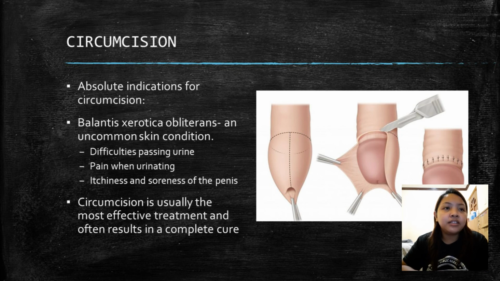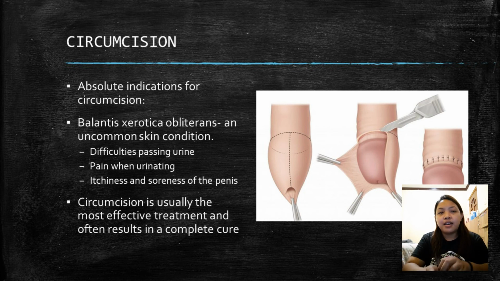And these are the indications to be circumcised. Balanitis xerotica obliterans, an uncommon skin condition. Its symptoms are difficulty passing urine, pain when urinating, itchiness and soreness of the penis. Circumcision is usually the most effective treatment and often results in a complete cure.